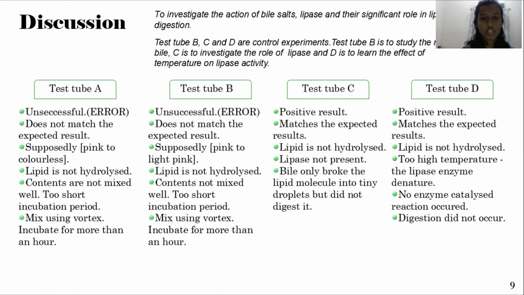This is because the bile is not present here. So as we know, the function of bile is to speed up lipid digestion by reducing the surface tension of fat globules, emulsifying lipid, breaking them into tiny droplets and providing a larger surface area for the lipase to act on the lipid. Here, the bile is absent. So supposedly, the lipase must have hydrolyzed the lipid gradually and slowly, so we have a very small color change. But here it didn't happen.